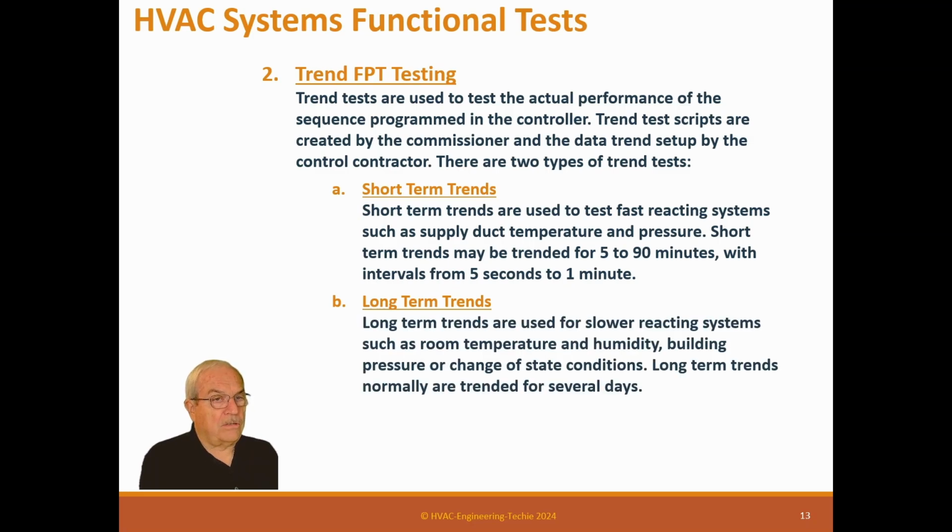Long-term trends are used for slower reacting systems such as room temperature and humidity, building pressure, or changes of state of conditions. Long-term trends normally are limited to several days. So these are easier because you can set them up, let them run for a few days, come back, collect the data. Still, someone has to set up the trends for them because the trends aren't ones we run all the time.